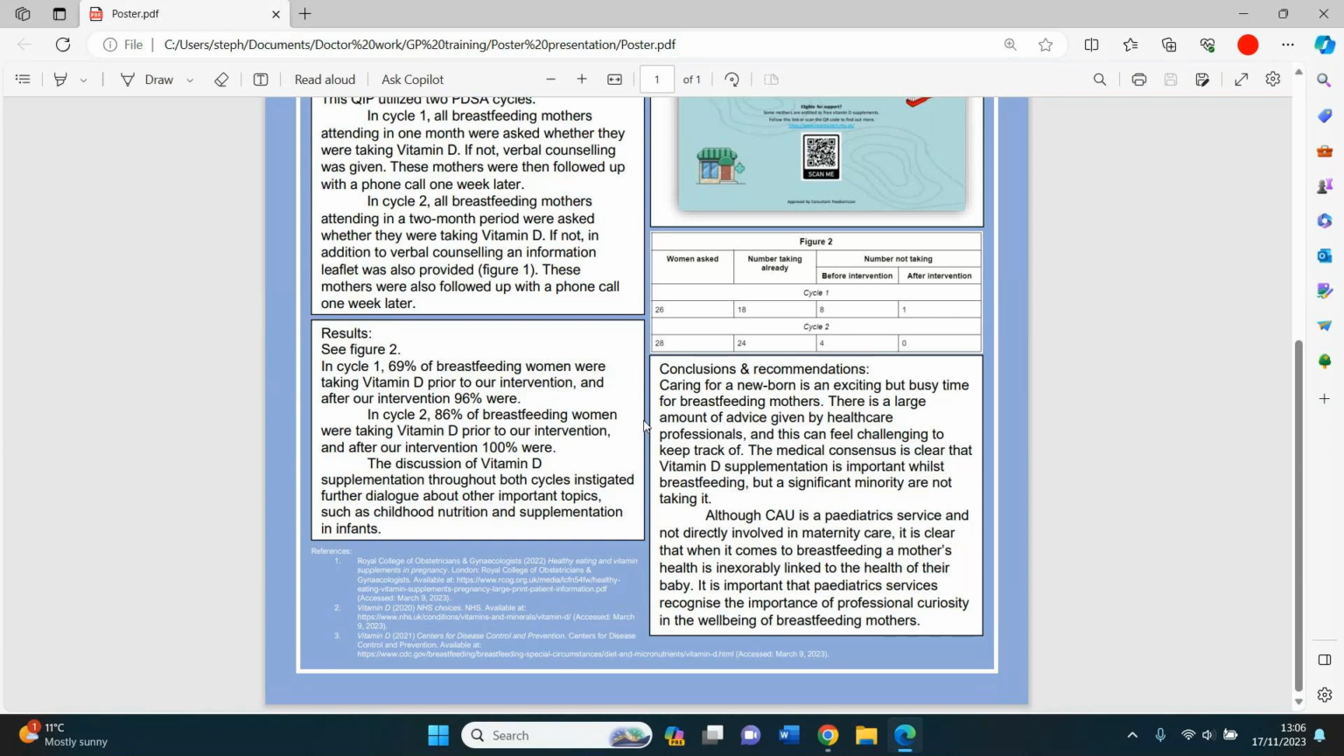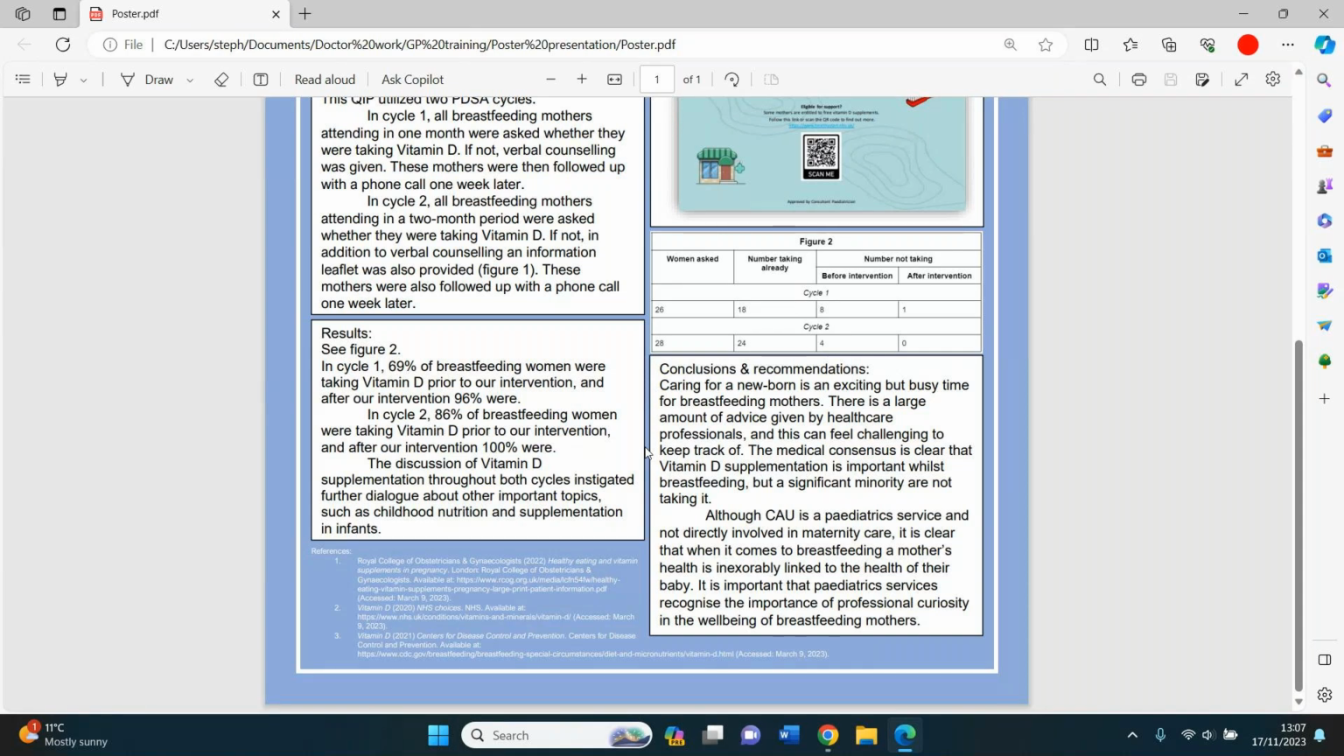So I think providing women and families with documents, leaflets and things like that can be quite helpful, just as a memory jog, and for them to keep track of all of these different pieces of advice. The other conclusion we spoke a lot about was the importance of taking opportunities. One way we saw this was the opportunity that we could take with the discussion of vitamin D supplementation, which often brought about further dialogue about other important topics such as childhood nutrition and supplementation in infants generally.